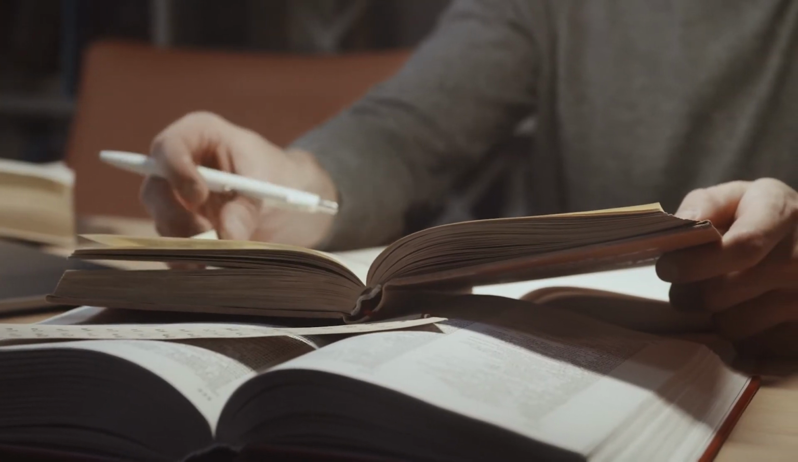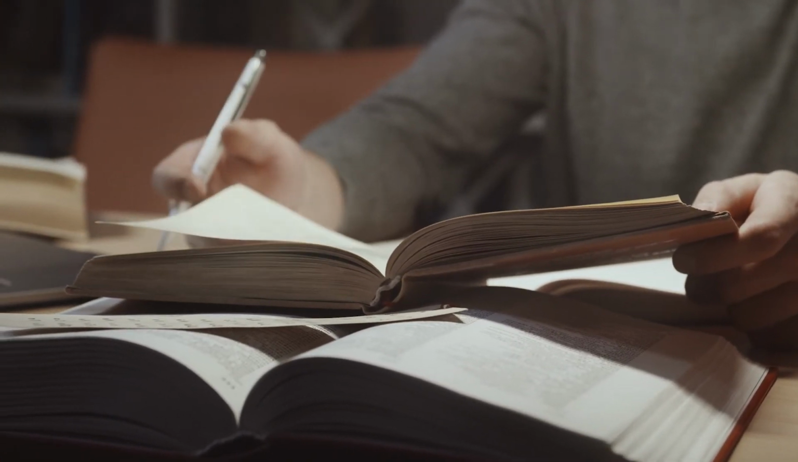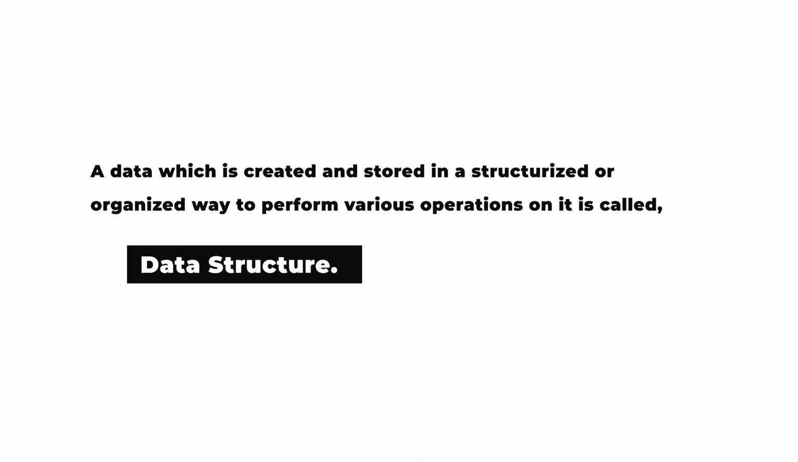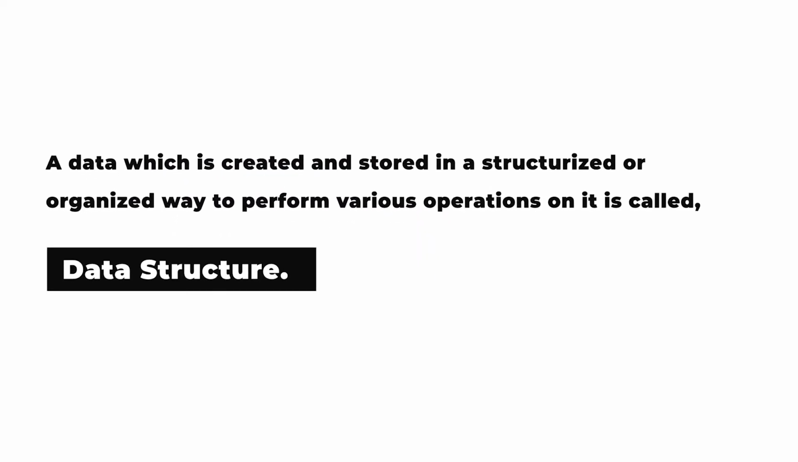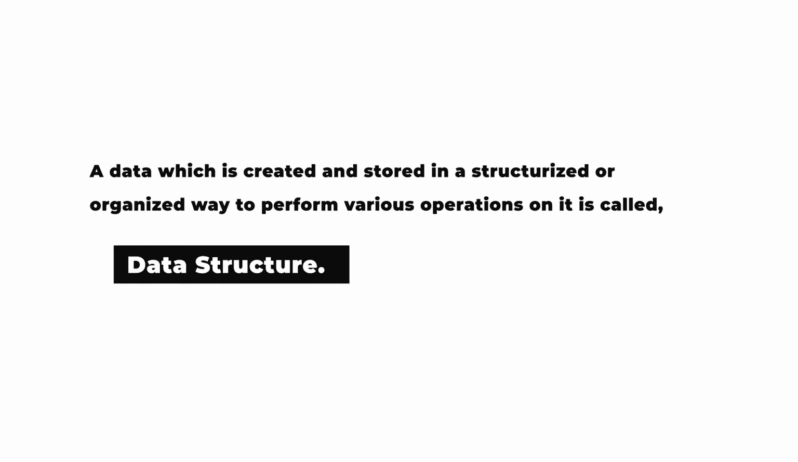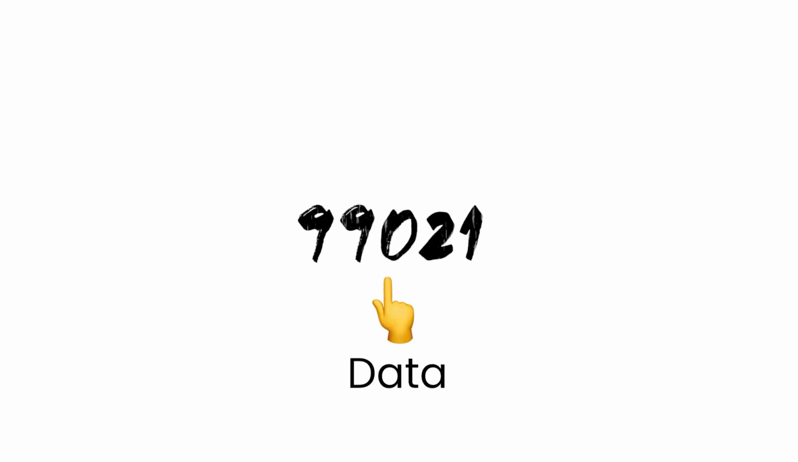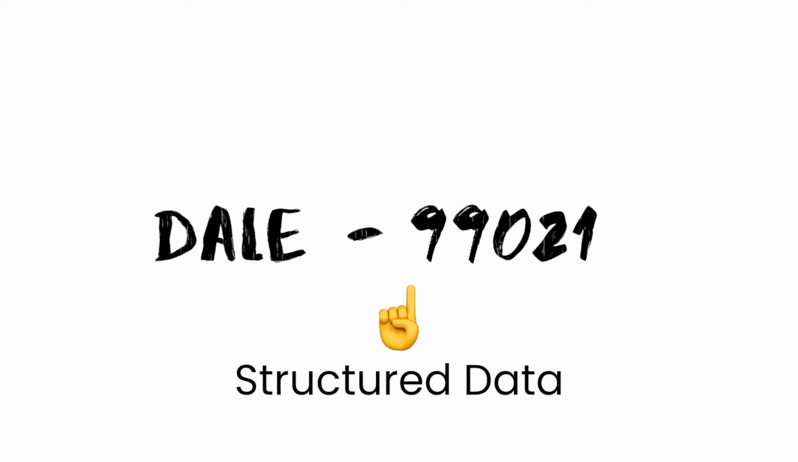Imagine finding the meaning of a word from a dictionary if it is not sorted by alphabetical order. Data which is created and stored in a structured or organized way to perform various operations on it is called a data structure. For example, you're asked by your dad to write the number of a client on phone. You will pull up any notebook near you and write down the number. This is data. If you're smart enough, you will ask your dad for the person's or the client's name as well and then write it beside the number. This is called structured data.